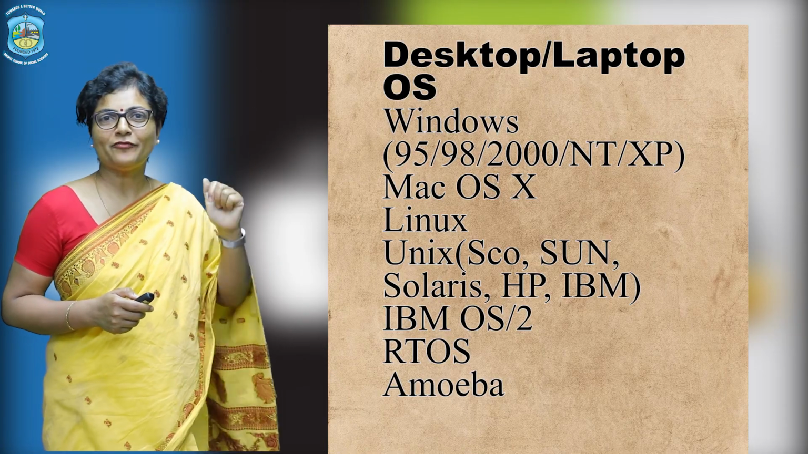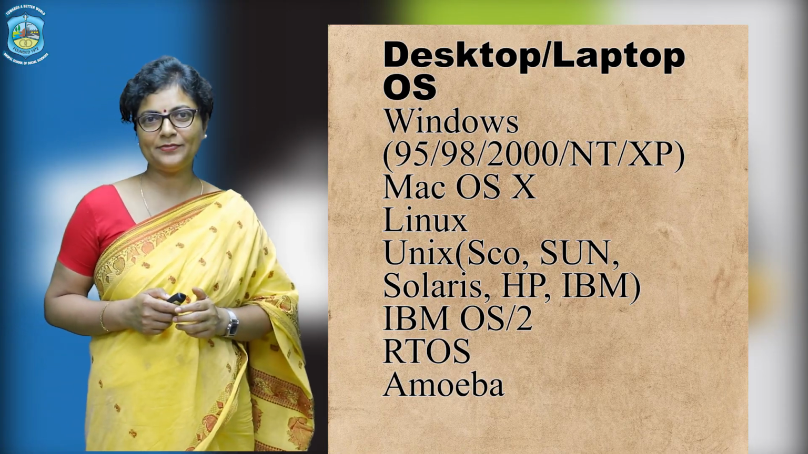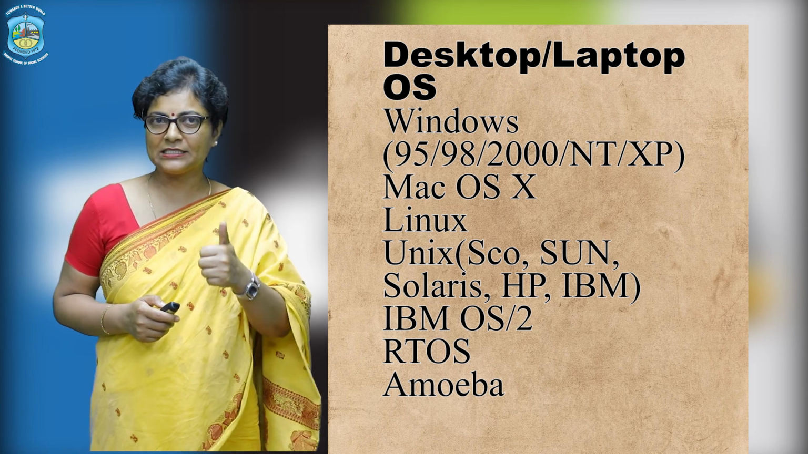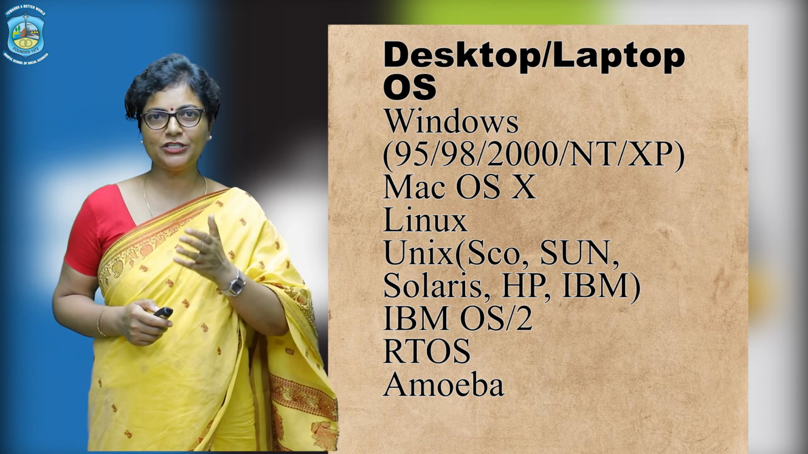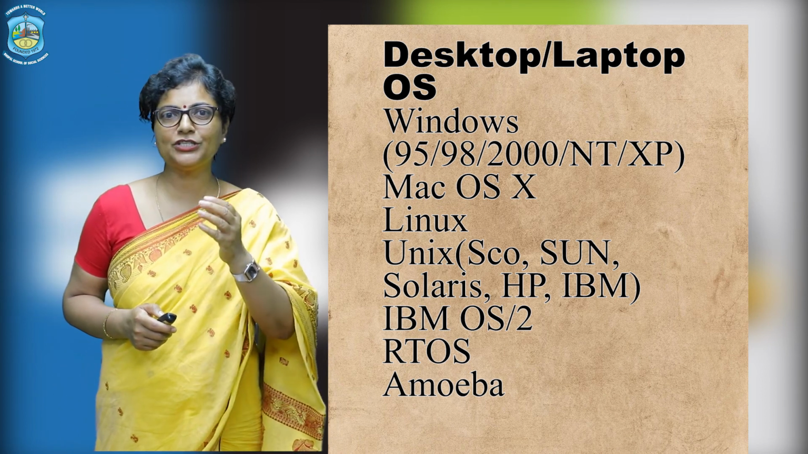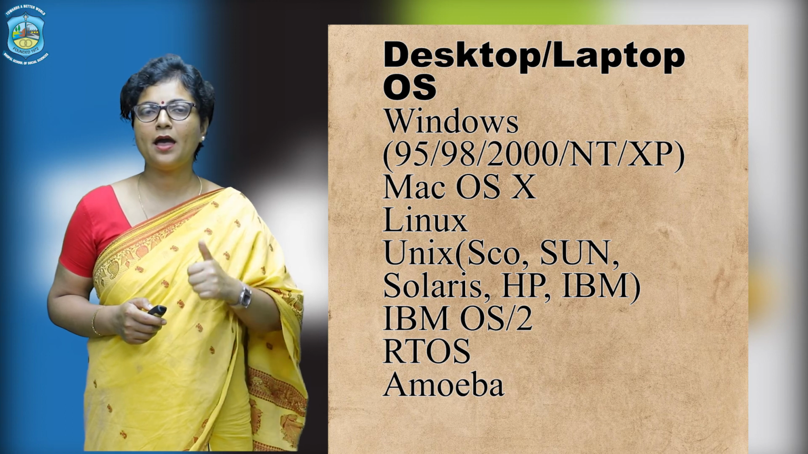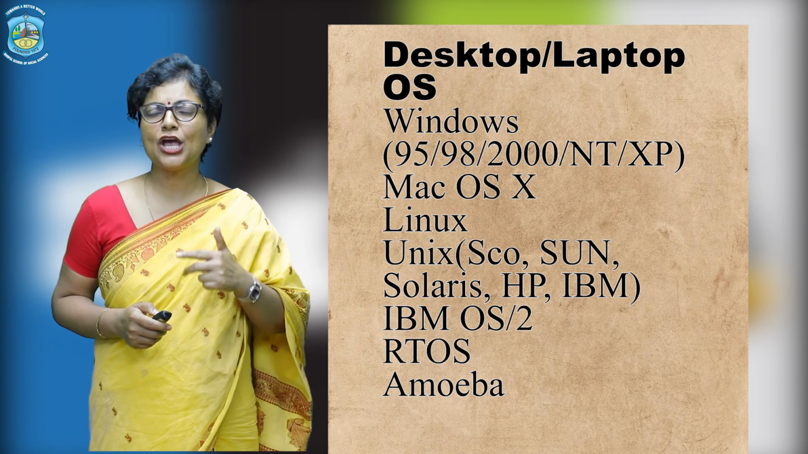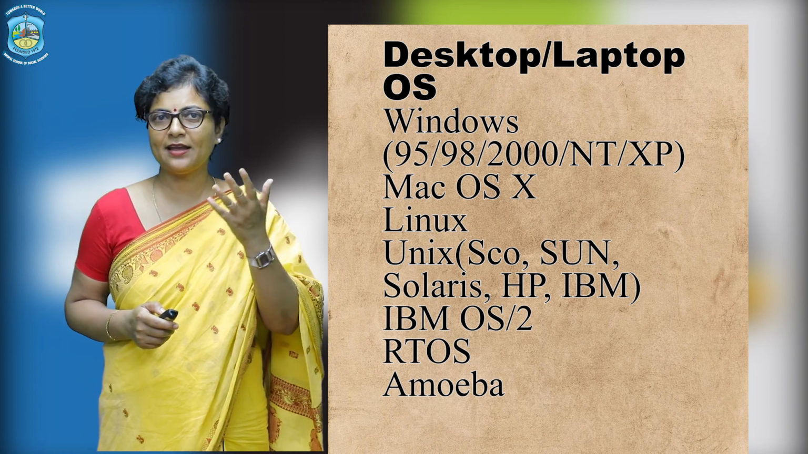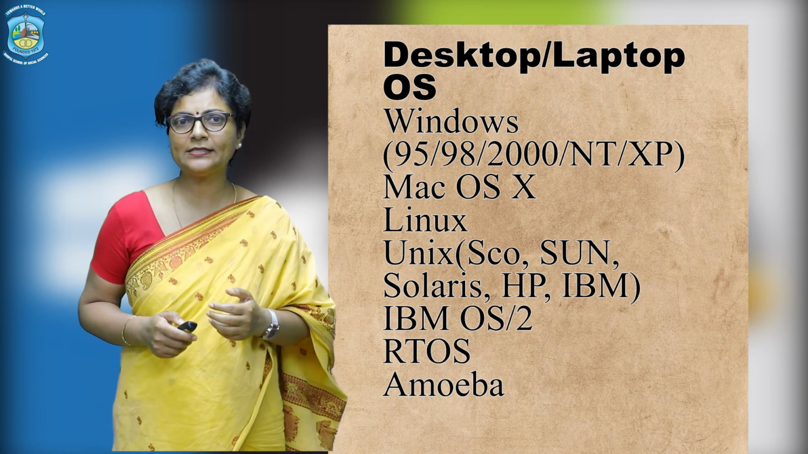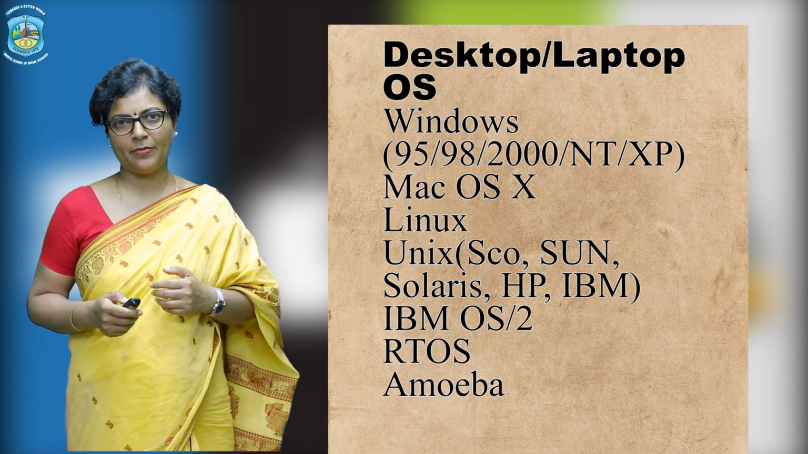These are some of the examples of operating systems. OS used in desktops and laptops are Windows and the various versions of Windows, and the latest version is Windows 10. Mac OS, Linux, Unix and its versions like Sun Solaris, HP Ultrix, IBM OS, RTOS and Amoeba.